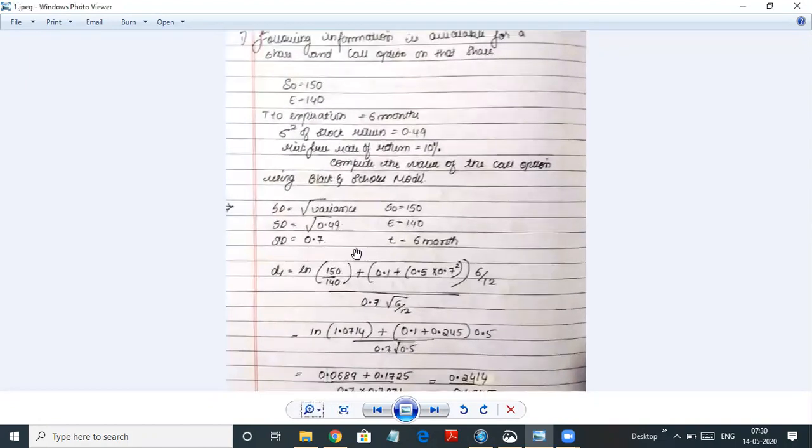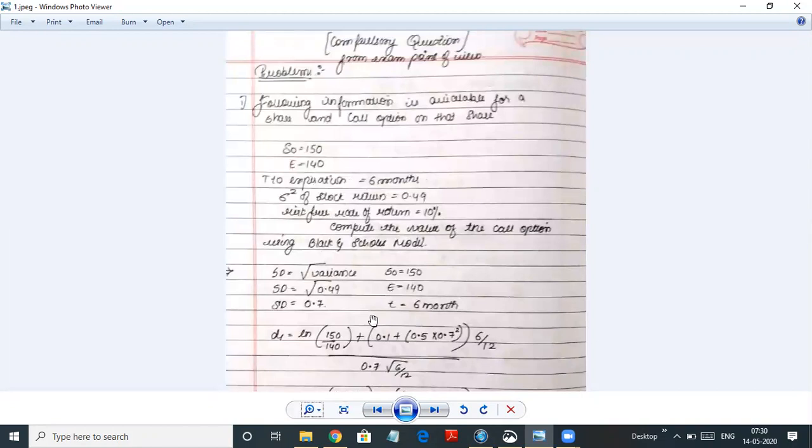Following is the information available for a share and a call option on that share. The price of the share S naught is 150, exercise price is 140, time to expiration is 6 months. They have given you variance, that is standard deviation squared, or variance is 0.49. Risk-free rate of return is 10%. They've asked you to compute the value of the call option using the Black and Scholes model. Now this risk-free return is continuously compounded, so I'm not going to convert it again. You can just write down here continuously compounded risk-free rate of return.